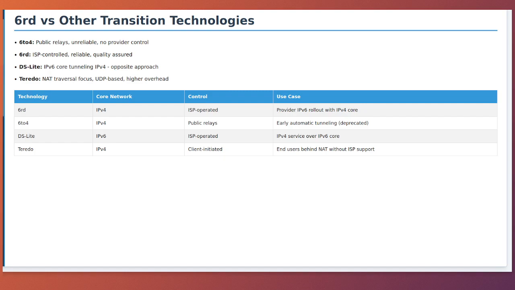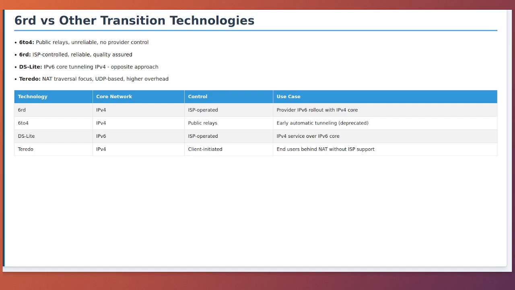In practice, 6to4 suffered from serious problems. The relay routers were often operated by volunteers and unreliable, path selection was unpredictable, and there was no accountability or quality of service. ISPs couldn't control the customer experience. 6RD was explicitly designed to address these shortcomings of 6to4.